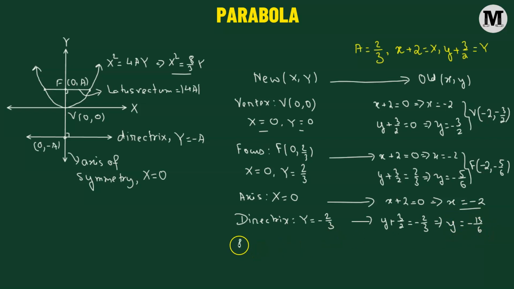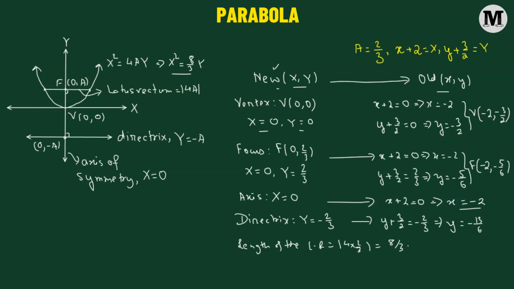And then finally, we're going to obtain the length of the latus rectum. The length of the latus rectum will be equal to the absolute value of 4a. So here a will be 2 over 3, or simply put, we have 8 over 3. Now, the length of the latus rectum is independent of the coordinate system chosen. That means whether we choose the new system XY or the old system, the length is always going to be 8 over 3 because the shape of the parabola does not change.